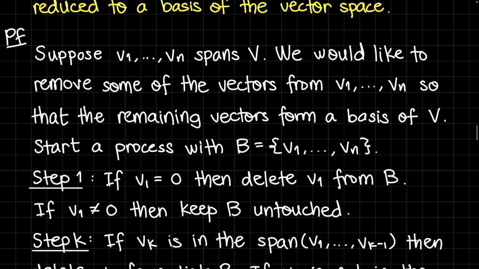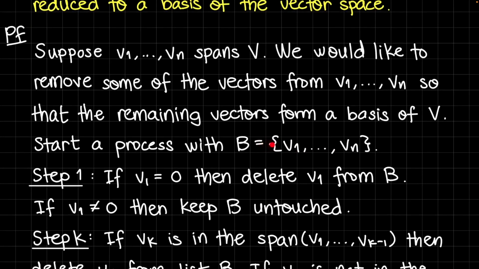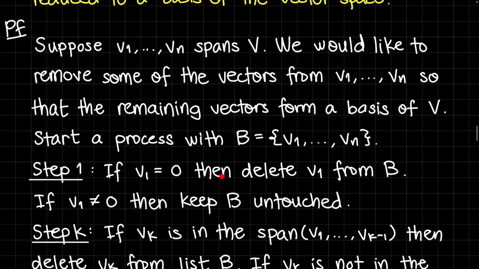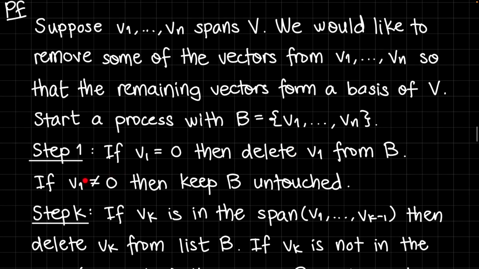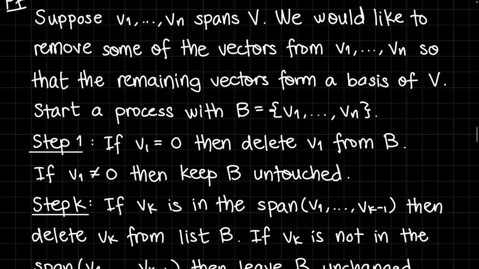In the first step of our process, we'll start from left to right. So we look at V1 first. If V1 is 0, then delete V1 from B, because having a 0 vector does not really contribute anything in terms of span to the list. If V1 is not 0, then keep it in B, don't remove it. That's step 1. It's simple.